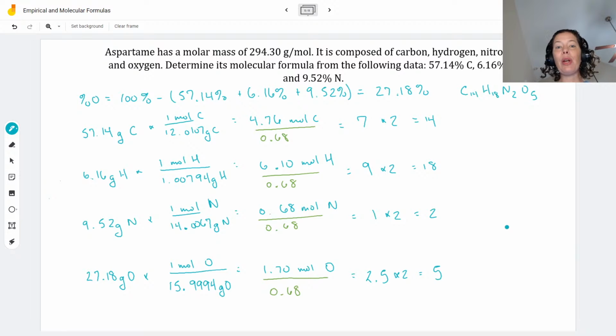All right, so this is my empirical formula, but of course I want to determine the molecular formula. So let's first just calculate the molar mass of my empirical formula. If I do that, what I find is I actually get 294.3, which is matching with my molar mass up here. This means my empirical formula is my molecular formula. So that is my molecular formula for aspartame.